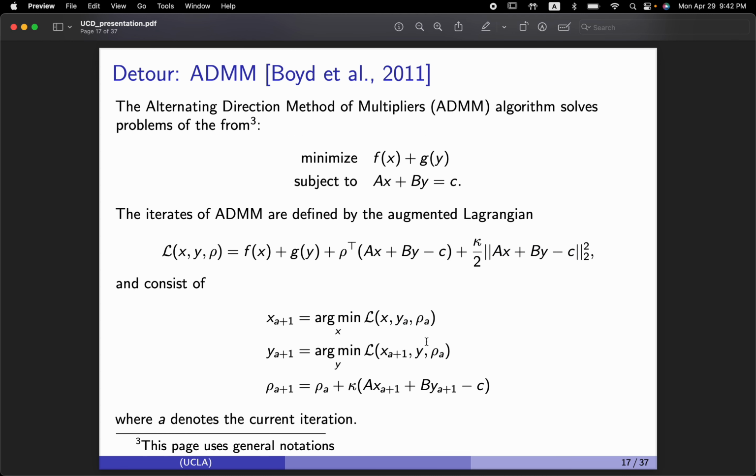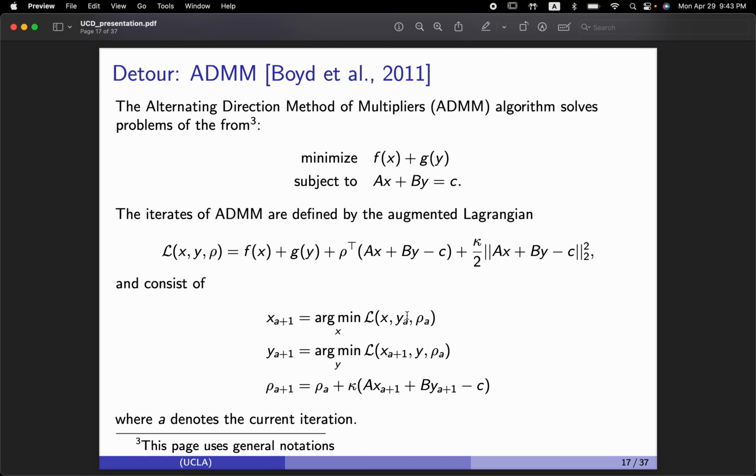So now let me give a brief introduction about the alternating direction method of multipliers. The ADMM is an algorithm to solve the following problems, where we have an optimization problem that can break into two parts and also with a linear constraint. The iterates of the ADMM are defined by the augmented Lagrangian. So we have the original objective function with additional terms, which is the Lagrange multiplier multiplied by the constraint, and also an augmentation term.